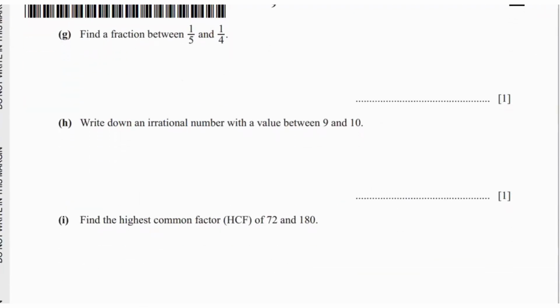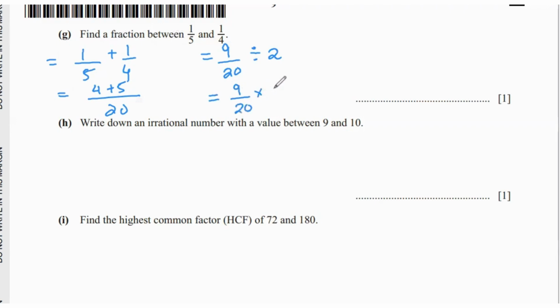Let's just find a fraction between 1 over 5 and 1 over 4. So let's add 1 over 5 and 1 over 4 first, which is going to be 4 plus 5 over 20. That's 9 over 20. Now, for a fraction between them, we have to divide this by 2, because halfway through. So that's 9 over 20 times 1 over 2, and that is 9 over 40. That is your fraction that is between 1 over 5 and 1 over 4.